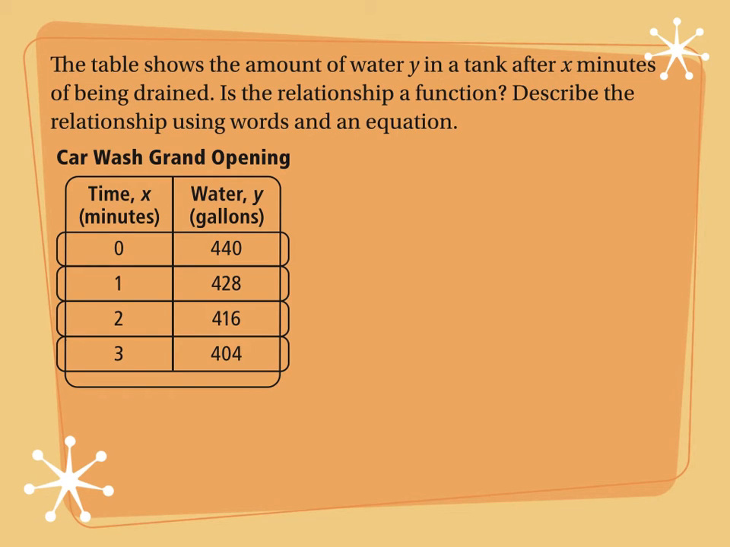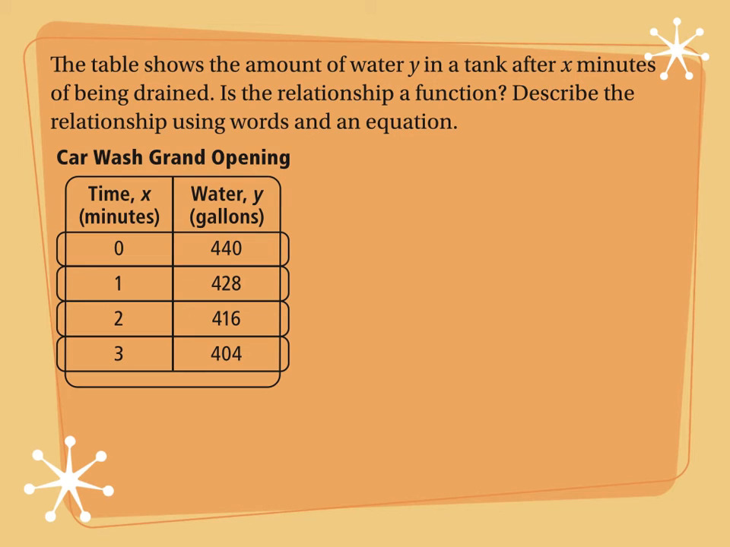The last example says, the table shows the amount of water y in a tank after x minutes of being drained. Is the relationship a function? Describe the relationship using words and an equation. So if you look at this, the car wash grand opening, the time x in minutes, after 0 minutes, there are 440 gallons of water. After 1 minute, there's only 428 gallons of water. 2 minutes, there are 416 gallons of water. And after 3 minutes, there are 404 gallons of water.